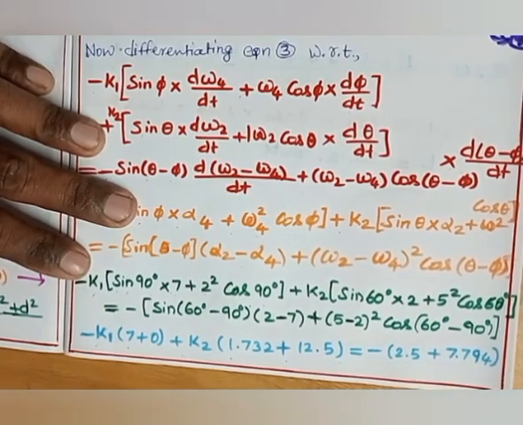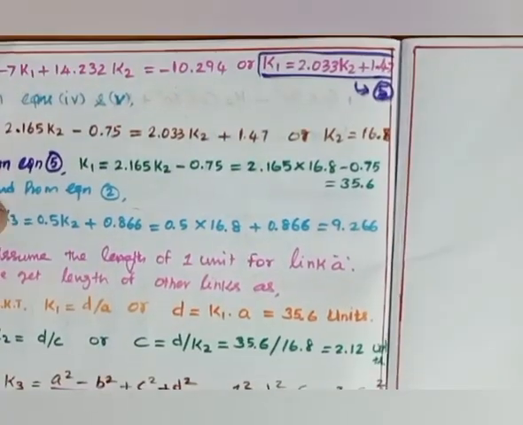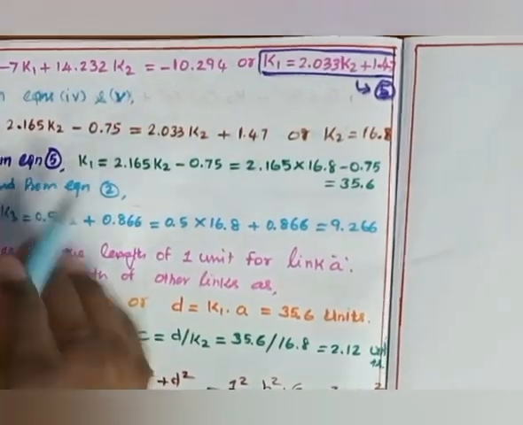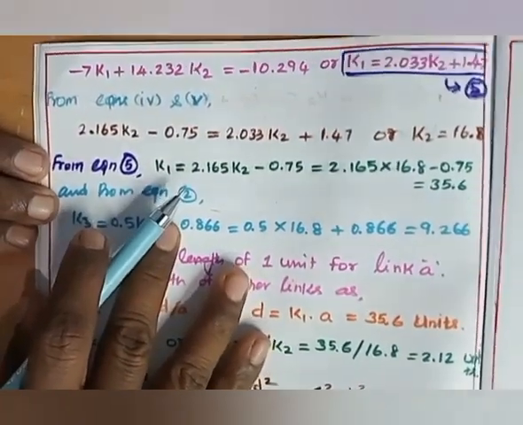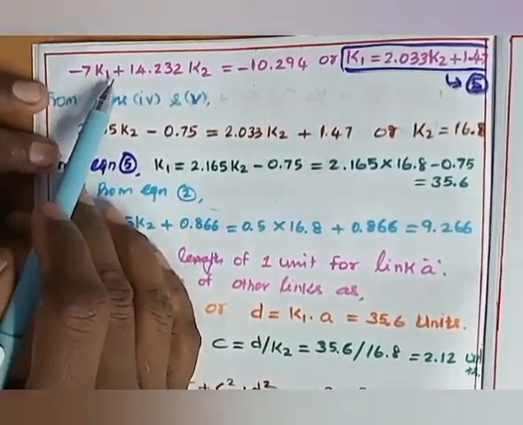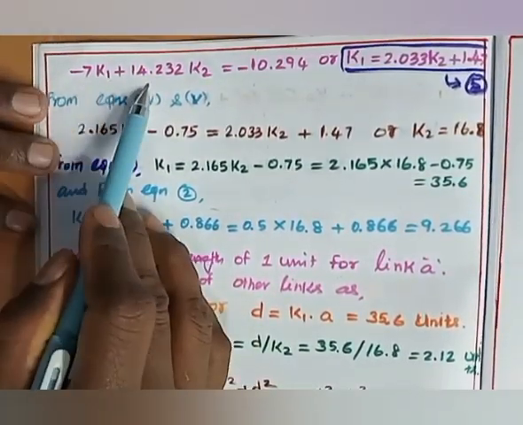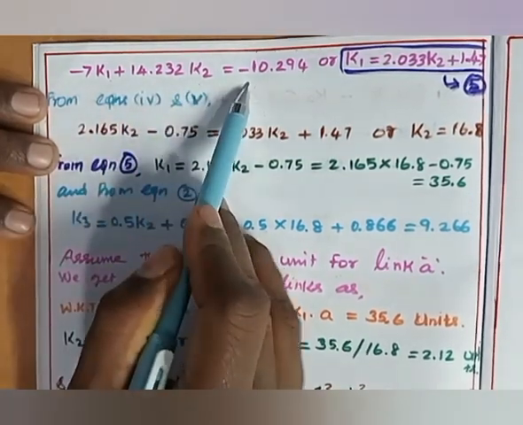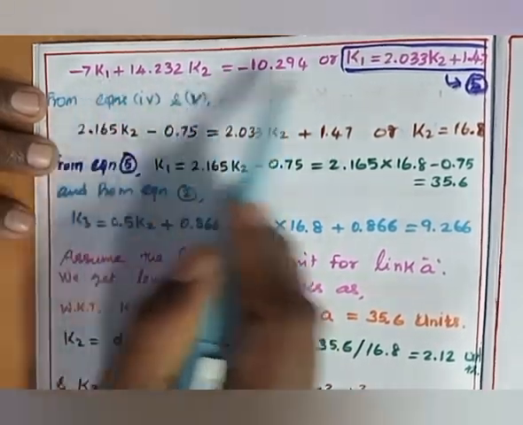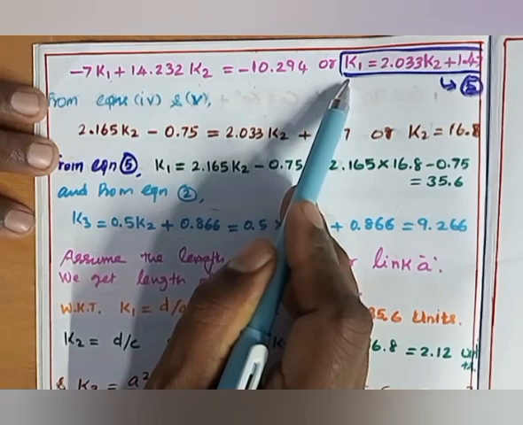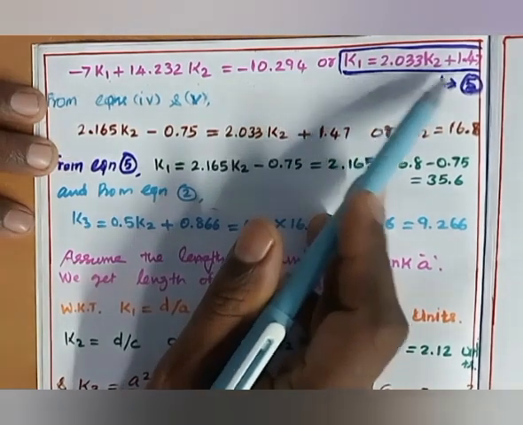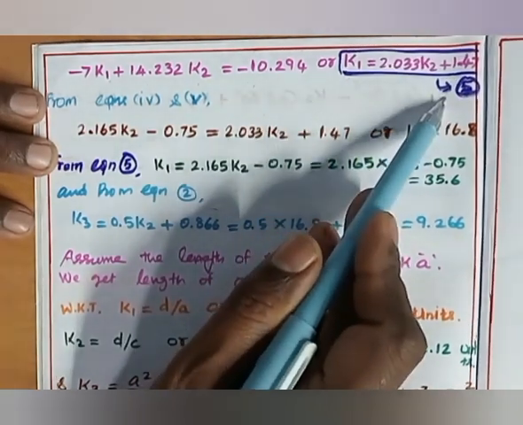plus 7.794. So just you see, minus 7 k1 plus 14.232 k2 equal to minus 10.294. So rearrange the equation, from this k1 equal to 2.033 k2 plus 1.47, equation number 5.